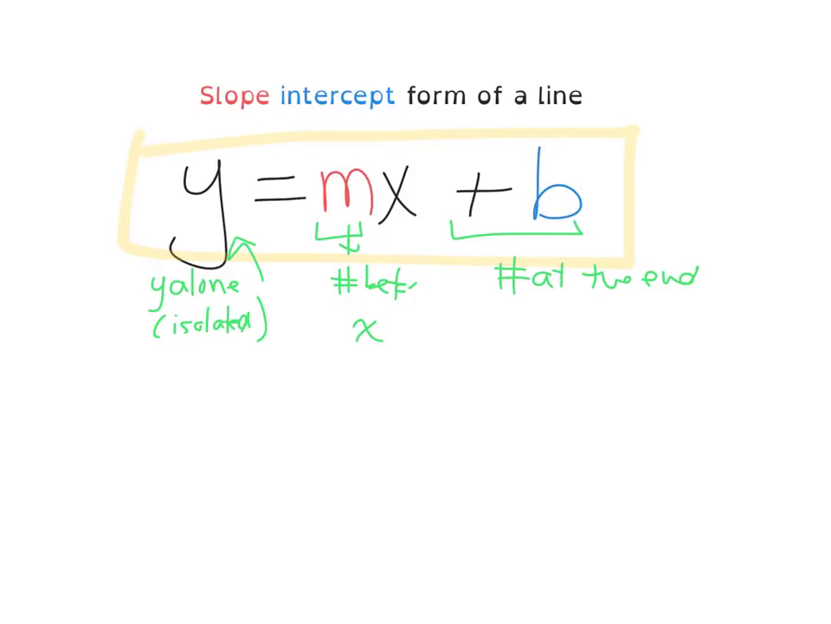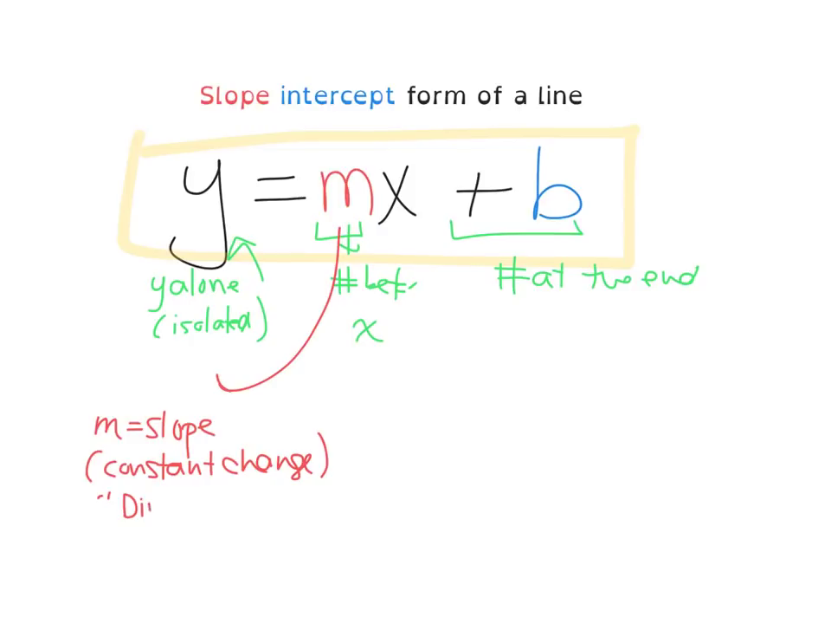Now the reason we like this is that number before x, that m value, is our slope. And we know that the slope, we can interpret that as our constant change. And what we said in the last slide was that these were our directions to another point on the line.